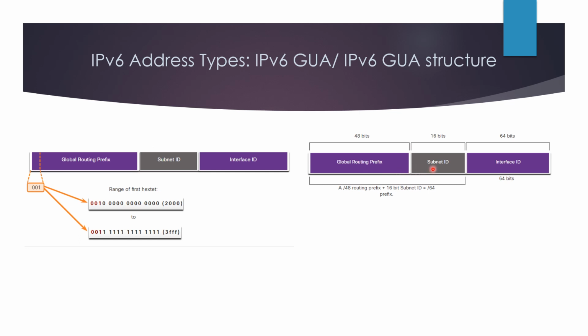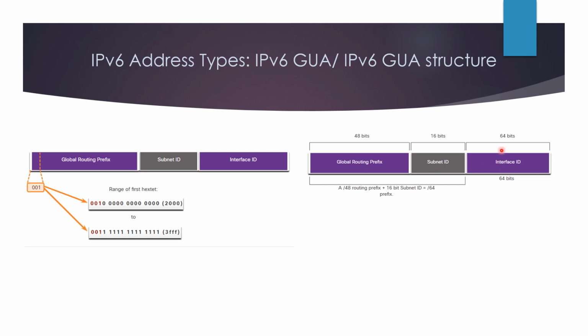We have even the subnet ID, which is the area between the global routing prefix and the interface ID. Unlike IPv4, where you must borrow bits from the host portion to create subnets, IPv6 was designed with subnetting in mind. The subnet ID is used by an organization to identify subnets within its site. The larger the subnet ID, the more subnets will be available.